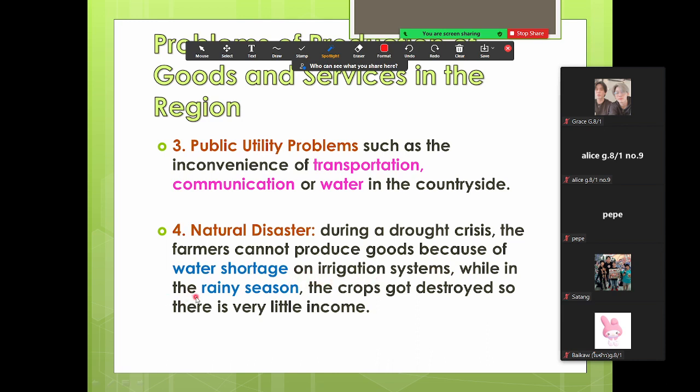And in the rainy season, there would be storms, or the crops get flooded. So they get destroyed, and there would be very little income for the farmer. So these are the 4 problems in production of goods and services, but this is more towards agriculture.